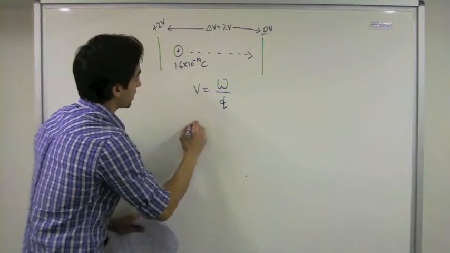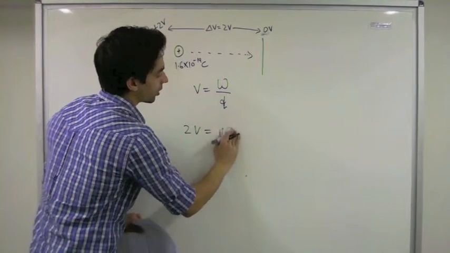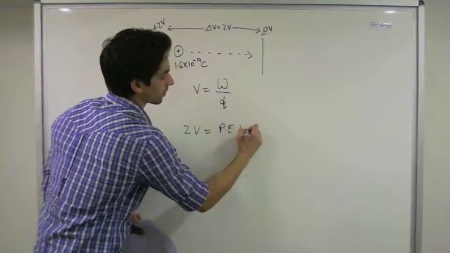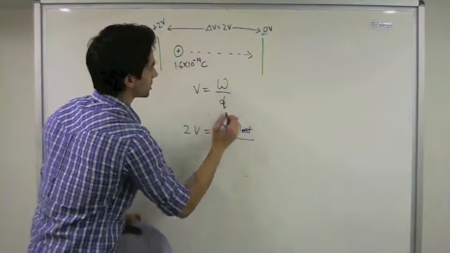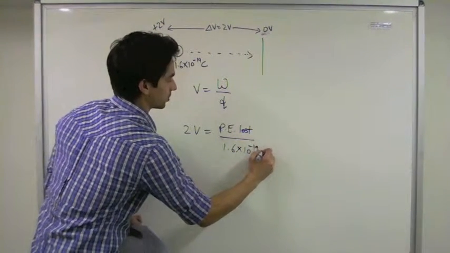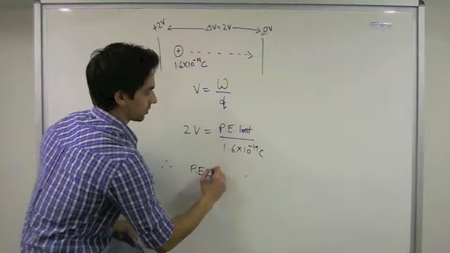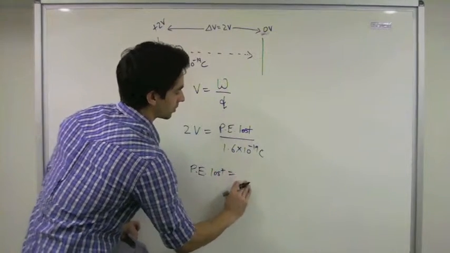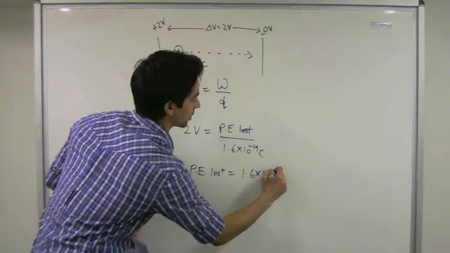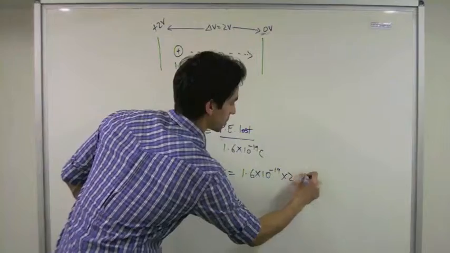So I just have to put in the values. 2 volts here equals W, or potential energy lost, divided by the charge, which would be 1.6 times 10 to the power minus 19 coulombs. Okay, so therefore the potential energy lost will be equal to 1.6 times 10 to the power minus 19 times 2 joules.